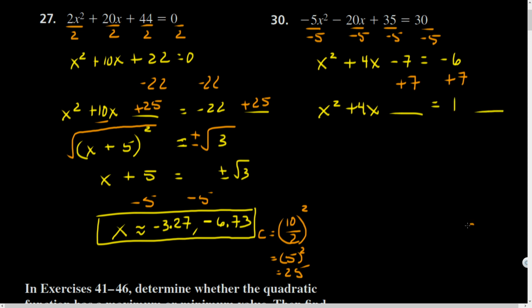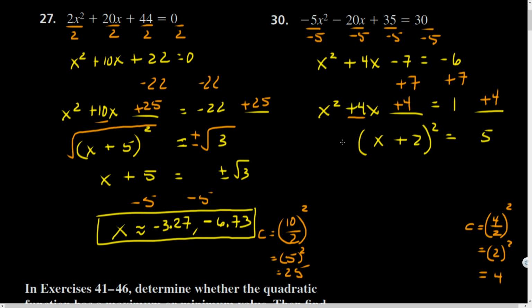And so let's calculate that new c term. So c is going to equal 4 over 2 all squared, 2 squared, which is 4. So I'm going to add 4 here, and got to be fair, do it to both sides. Fast factor, x plus 2 all squared equals 5. Root both sides, plus or minus. Don't forget it. x plus 2 equals plus or minus square root of 5. And then lastly, subtract 2 from both sides.